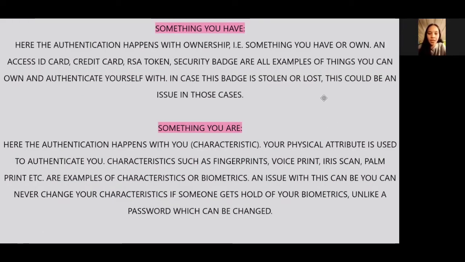And then next, something you have. Here the authentication happens on ownership, something you have or own. An access ID card, credit card, RSA token, security badge are all examples of the things you can own and authenticate yourself with. In case the badge is stolen or lost, there can be issues. The next, something you are.